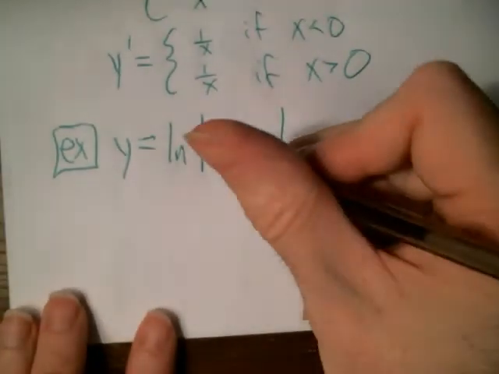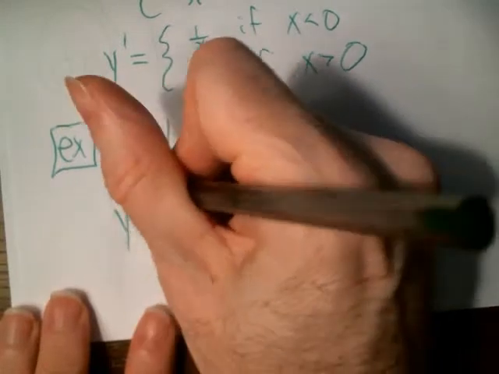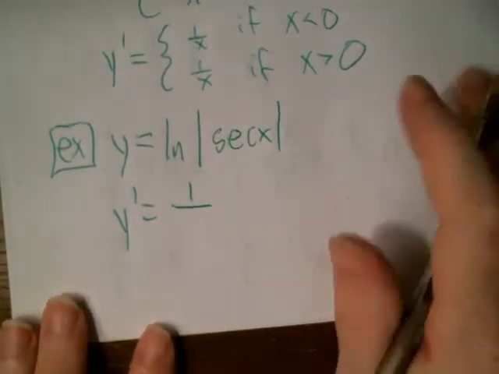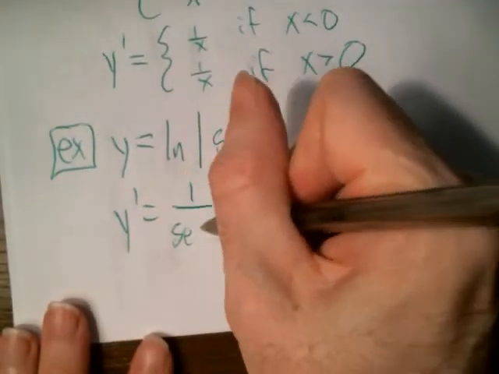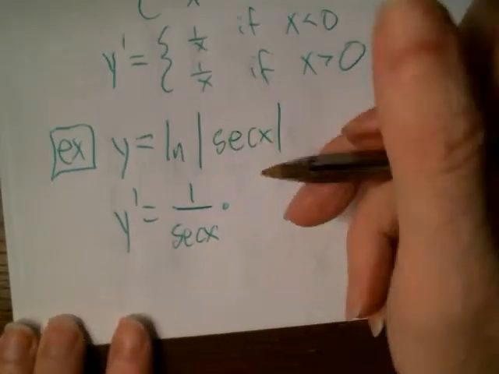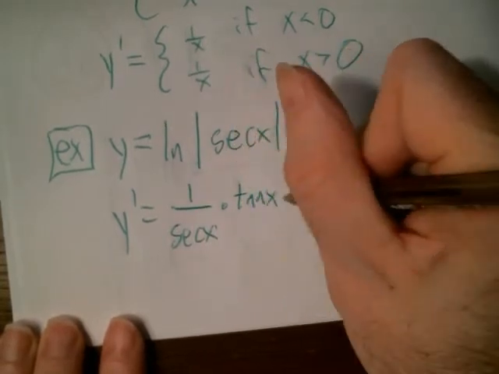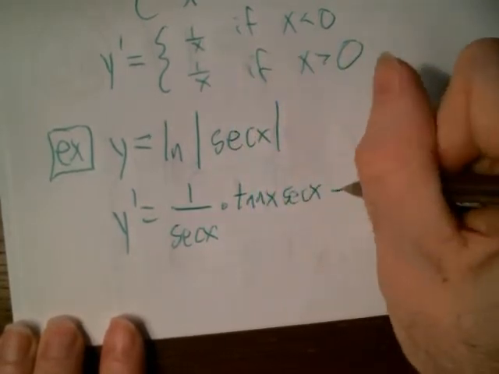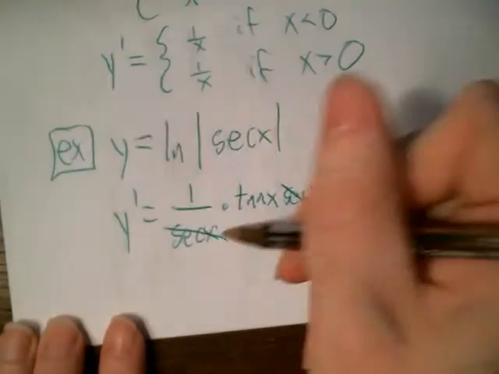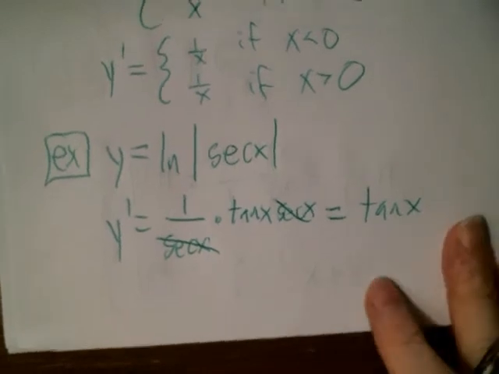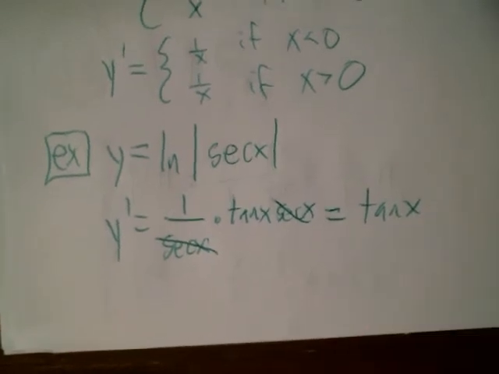Okay, so what's the derivative of this thing? Well, y prime is 1 all over, just pretend the absolute values aren't there. It's 1 all over secant x times the derivative of secant, which is tangent x secant x. And then the secants divide out, and you're just left with tan x. Okay? So the derivative of ln absolute value secant is tan. Okay, so that's pretty neat.